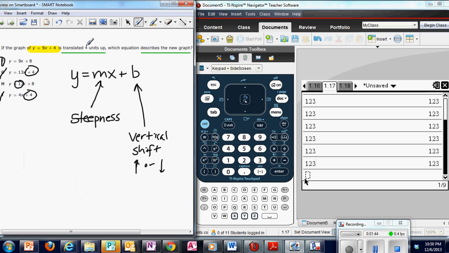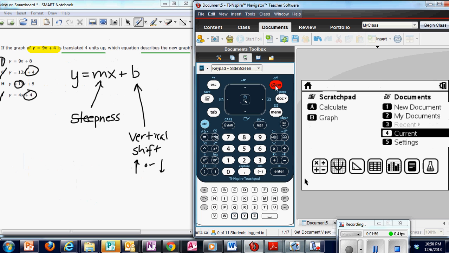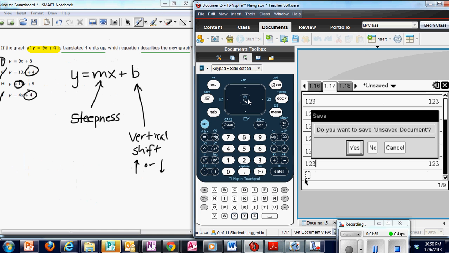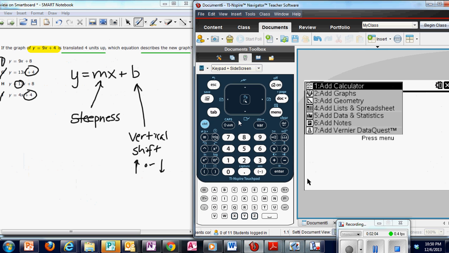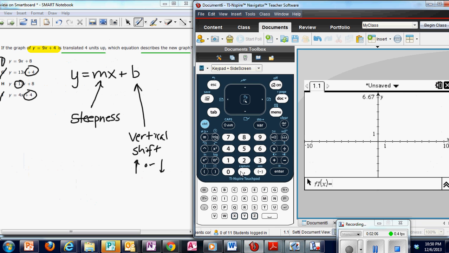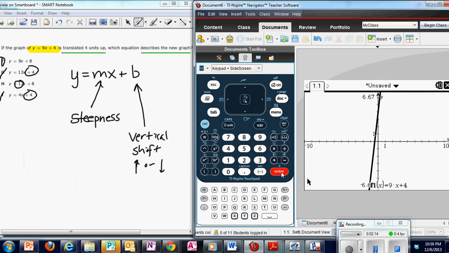If we shift up and down and we don't affect steepness, we should have two parallel lines. So let's graph these two answers, the given problem and the answer choice. I'm going to start a new document, home, 1, and no, I'm not going to save anything that I've used in the other videos. And I want a graph, which is 2. Original equation, y equals 9x plus 4. And the answer that we think is correct is y equals 9x plus 8. Oops, hold on, we have to hit tab to make the entry line appear. And we can type 9x plus 8.